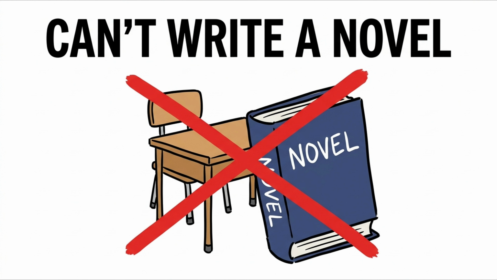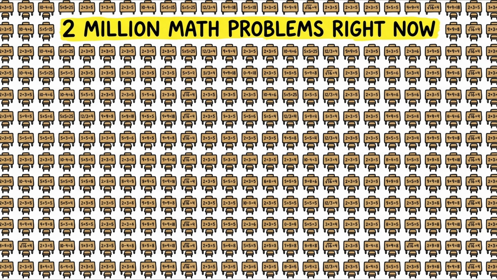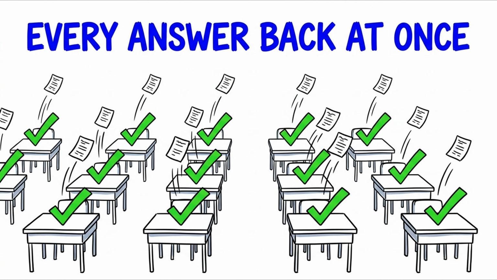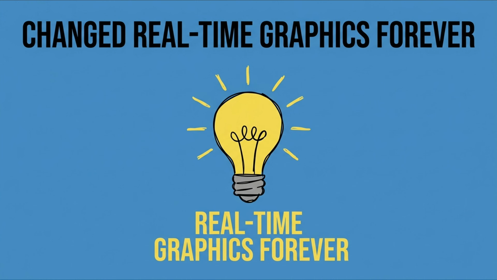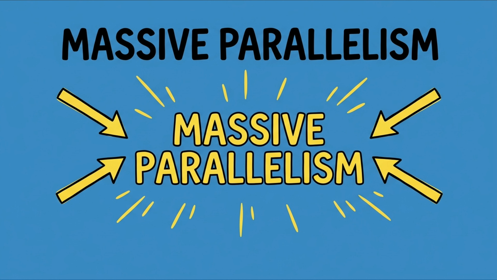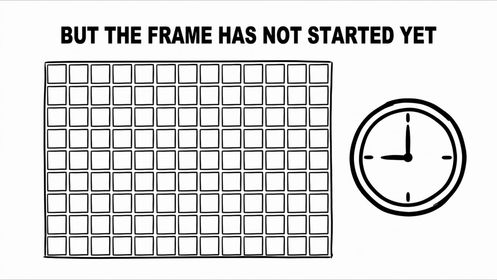You cannot ask a first grader to write a novel. But if you need 2 million identical math problems solved right now, you hand each one to a different first grader, and every answer comes back at once. This is the fundamental architectural insight that changed real-time graphics forever: massive parallelism. But the frame has not started yet.